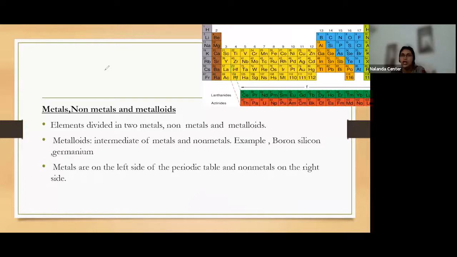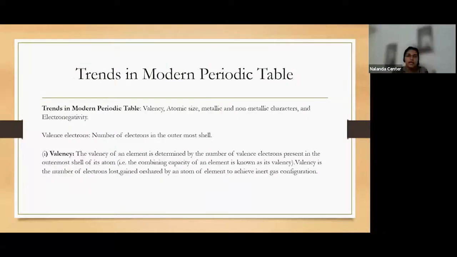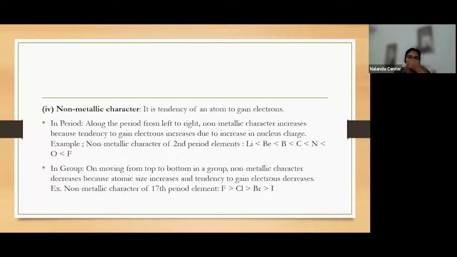Yes, ma'am. All right. Now coming to non-metallic character. Now what about the non-metallic character? We are done with the atomic size. We are done with the metallic character. Now what about the non-metallic character? It is the tendency to gain electron. It is just the opposite of the metallic character. Metallic character means a tendency to lose electron. Non-metallic character means tendency to gain electron. So we'll see what is going to happen.